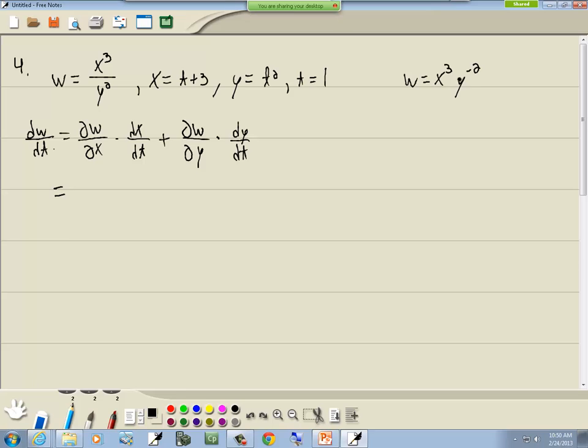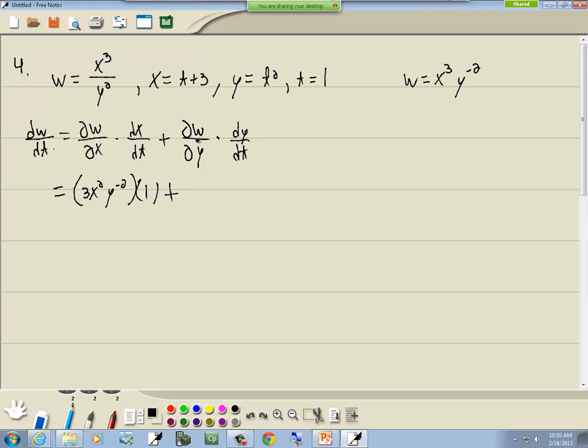And if we take the derivative of this, partial of this with respect to x, the y to the negative 2 is a constant. So the derivative of x to the third, take the 3, put it out in front, and lower your power by 1, so it becomes 3x squared, y to the negative 2. Times dx dt, well, the derivative of x with respect to t, derivative of t plus 3 is 1.